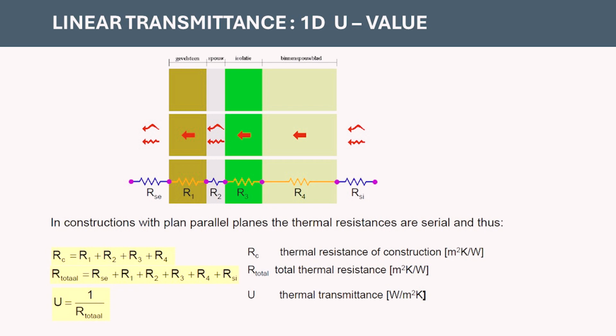Thermal transmittance, which is the U value, is the inverse of the total thermal resistance of the wall. Since the layers are in series, we add up the resistances. Total resistance would not just include resistance of construction layers but also includes resistance due to surface exposure to the air at indoor and outdoor environments.